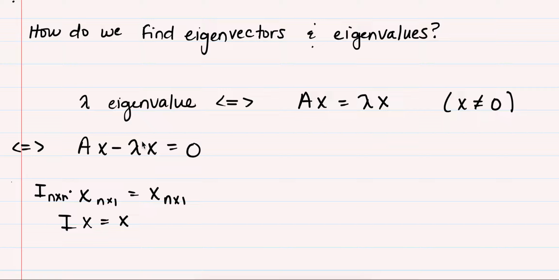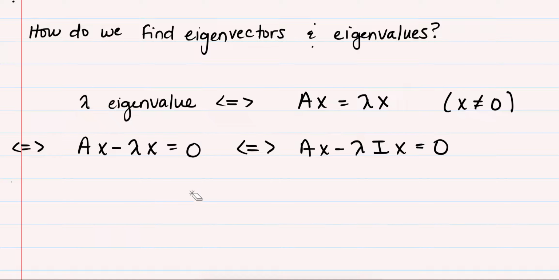So what I'm going to do is insert this I right here, because it's not going to hurt anything if I do that. A times x minus lambda times I times x is equal to 0, because this is still x. Okay? I'm going to take this one step further. I am actually going to pull this x out to the back. So this is (A minus lambda I) in parentheses times x is equal to 0.